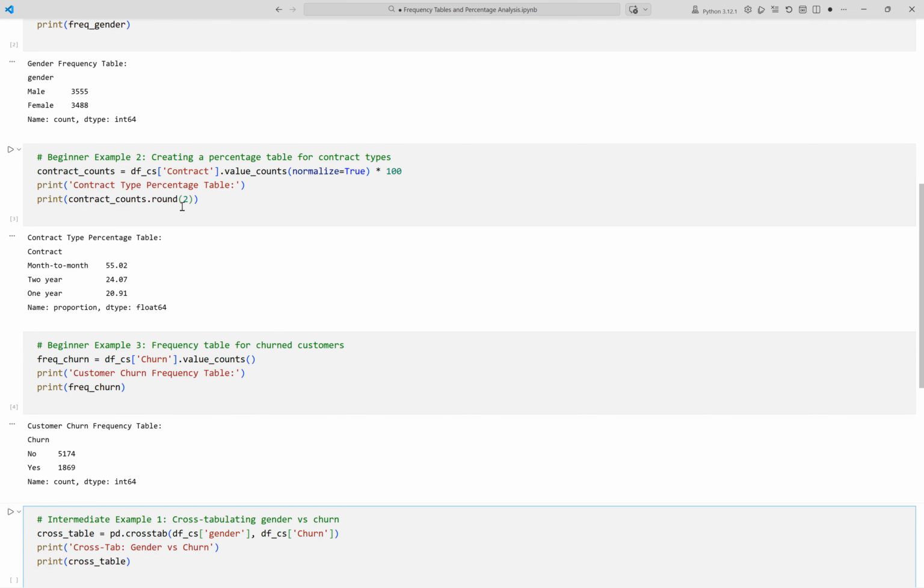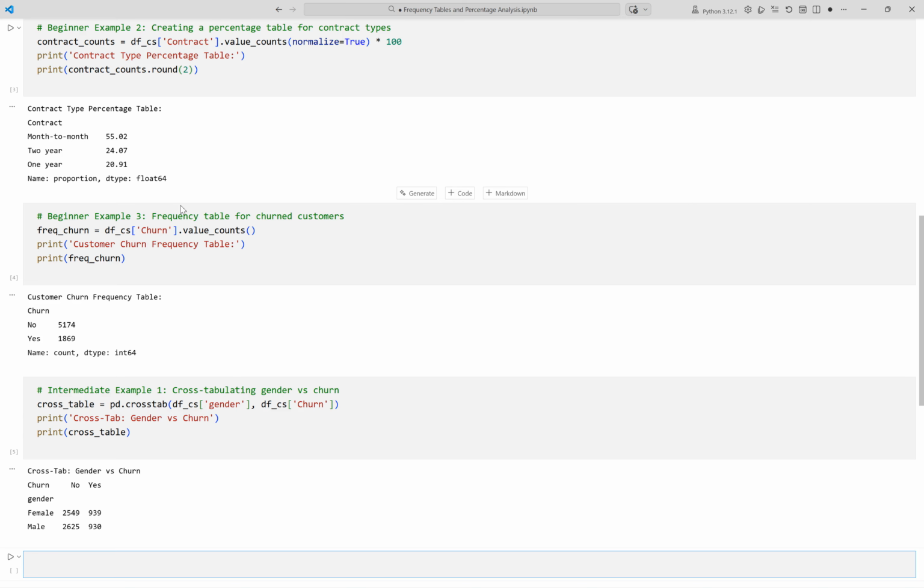This cross-tabulation shows the count of customers by gender and whether they churned or not. Notice that both males and females have similar churn counts, but females have a slightly lower number of non-churners. This helps us understand the distribution of churn across genders, highlighting the importance of segmenting data to identify patterns in market behavior.